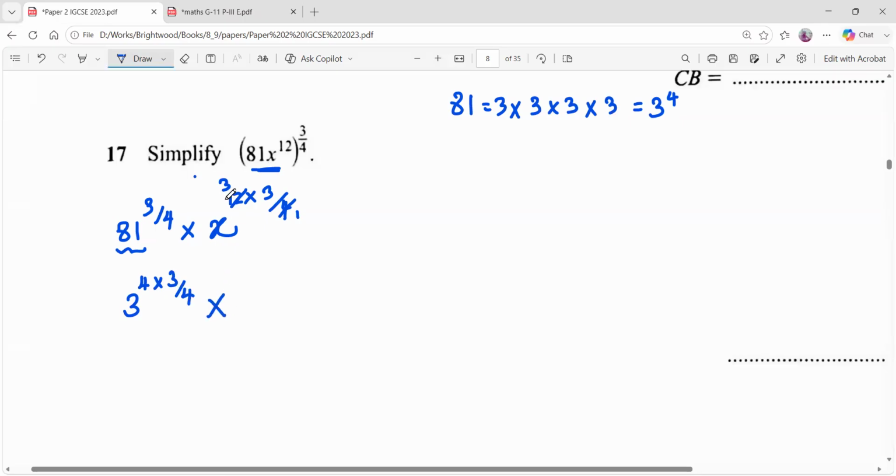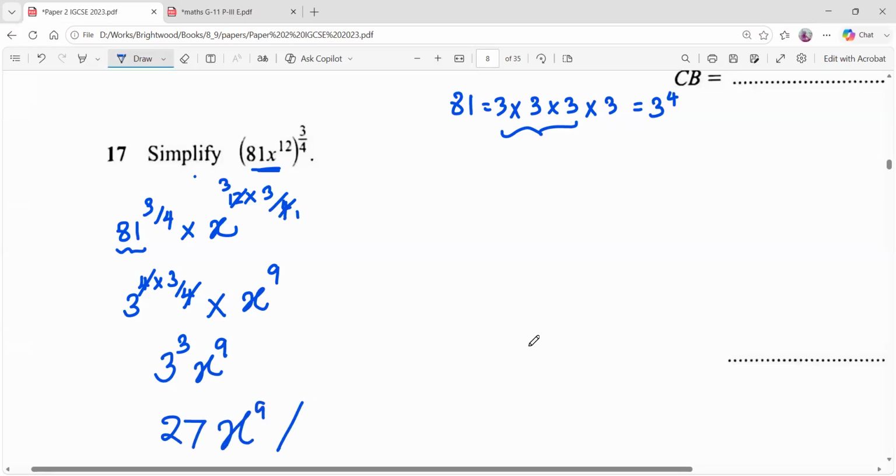Here it's cancel. 4 and 12 cancel. Remaining 3 into 3. What should be there? 3 into 3. It's 9. Here also 4 and 4 cancel. Remaining 3 to the power 3. 3 to the power 3. And here x to the power 9. If you want, you can write what is the answer for 3 to the power 3. 3 into 3, 9. 9 into 3, 27. The final answer, 27x to the power 9. You can simplify like this. Is that clear?